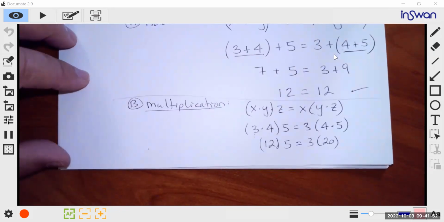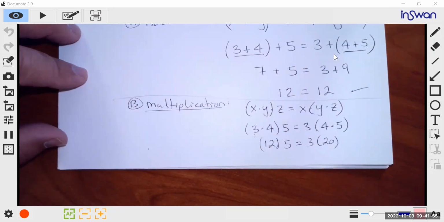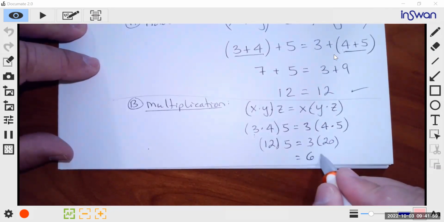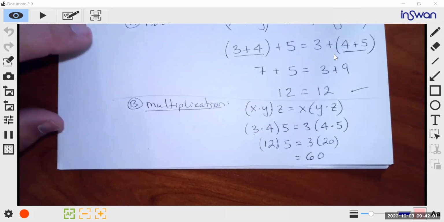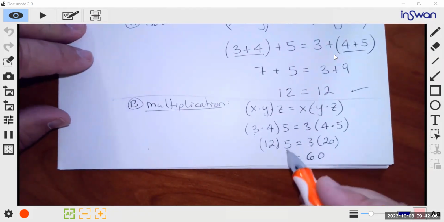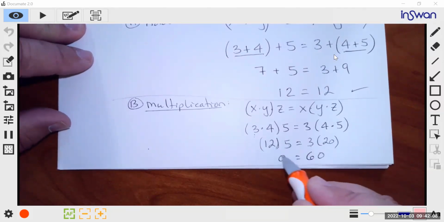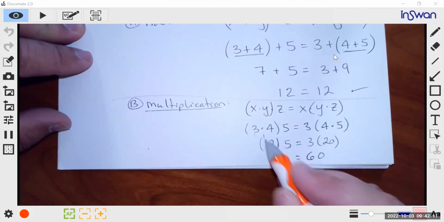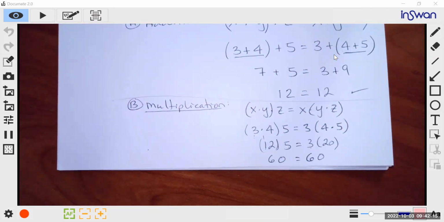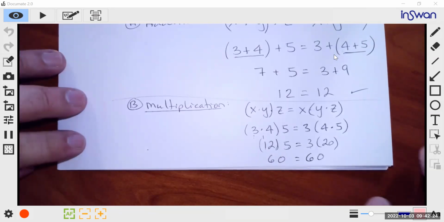Which side is easier to do? Yeah, 3 times 20 is a lot easier because 3 times 2 is 6 with a 0 behind it. No movement of the numbers. 12 times 5, yes, you can do it. But at first do 5 times 2 is 10, carry the 1. 5 times 1 is 5, plus 1 is 6. A lot of moving parts. So there you have the beauty of the associative property. We could arrange the numbers or group the numbers as we want to make it easier for us.